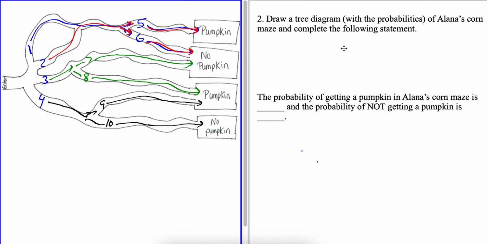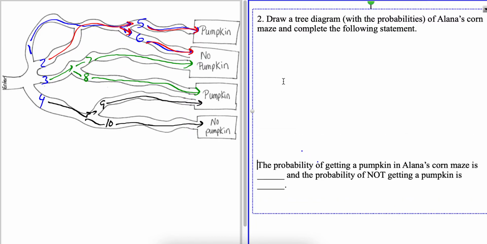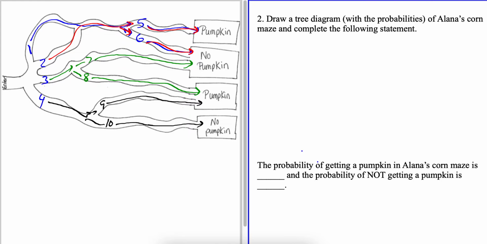So we're asked to make a tree diagram. I hope I can move this down because I'm going to need some space. There we go. Alright. We're going to start off with the first 4 paths. Make sure you leave yourself plenty of space. So 1, 2, 3, 4.